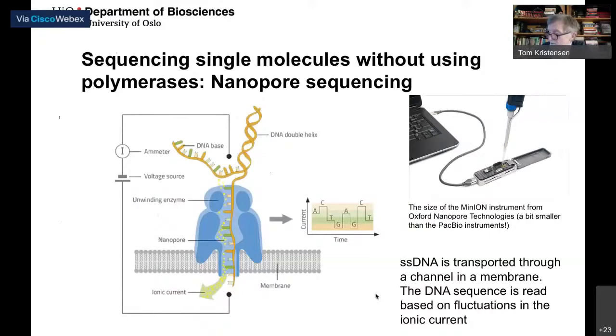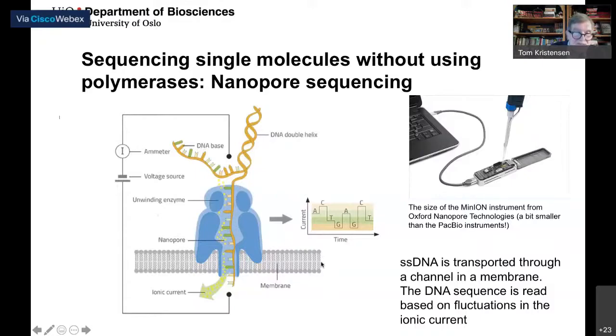There are other ways to sequence single molecules, and you can even sequence them without using polymerases. The technology I will discuss now is the so-called nanopore sequencing, where the principle is illustrated here. We have a DNA which is to be sequenced. We pass a single strand of this DNA through a pore in the membrane.